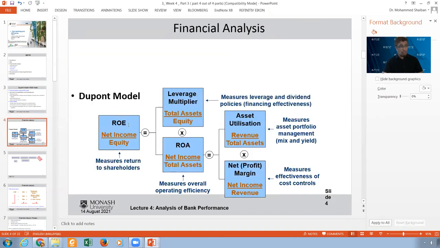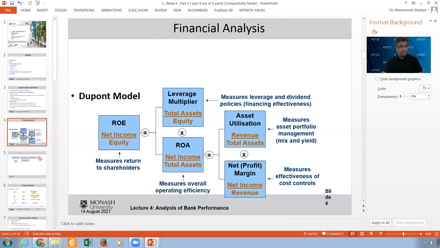So this is the Dupont model. We have the ROE, which is net income over equity, equal to net income over total assets times total assets over equity. This breaks down to the leverage multiplier, which measures leverage and dividend policies, coming under financing effectiveness. Actually, this measures our capital, because we want to see how much total assets we have relative to our capital. Of course, we don't want it to be very high, so that the equity is very small and we don't have a buffer.